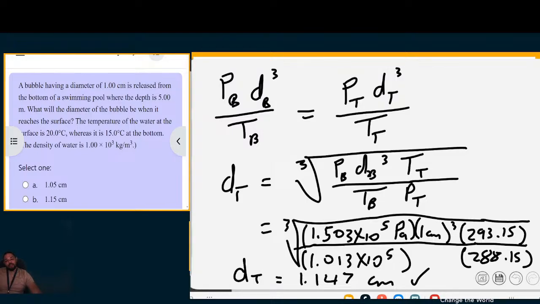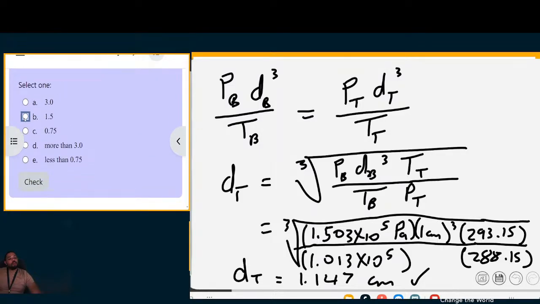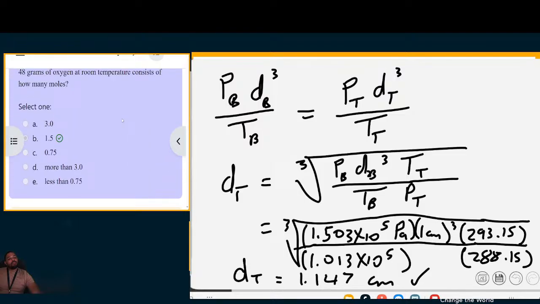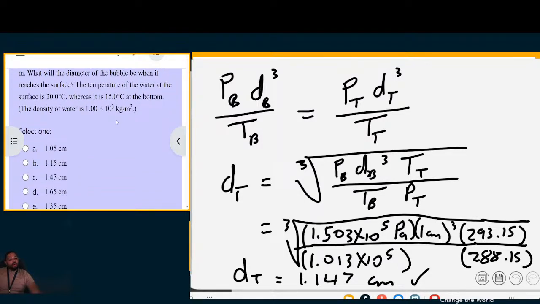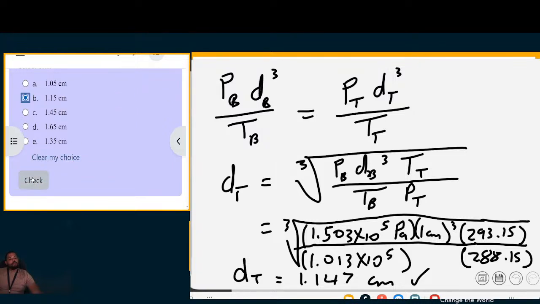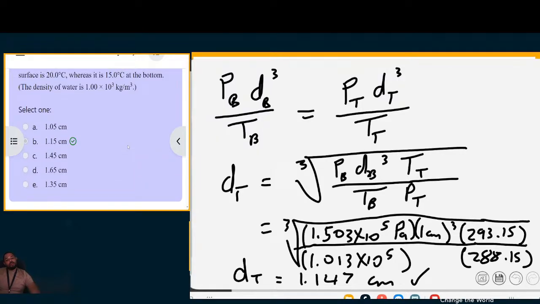Let's check quickly. I forgot to do this for the previous question to check the answer, but we can do it for this one. Remember our previous answer, what was it again? It was 1.5 moles. So let's check. Yes, the correct answer is 1.5 moles. We got an answer here of 1.15. Let's check if the answer is 1.15 centimeters. Yes, indeed it is correct. Our answer is 1.15 centimeters.